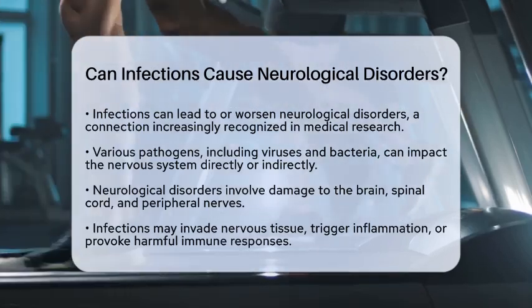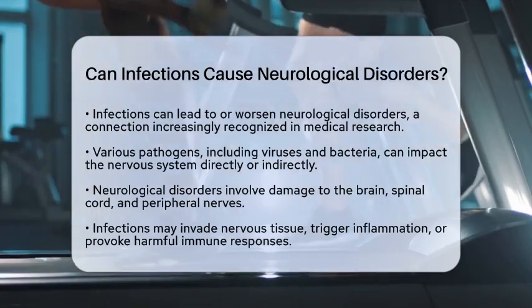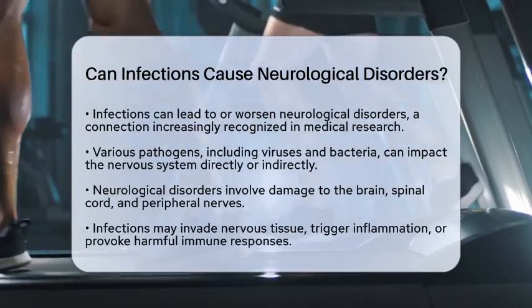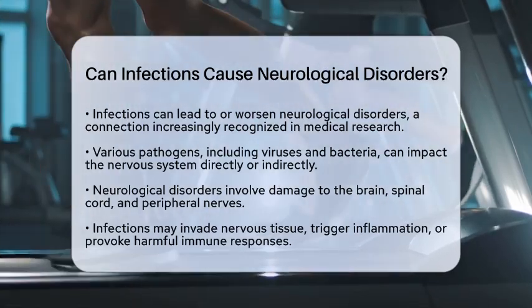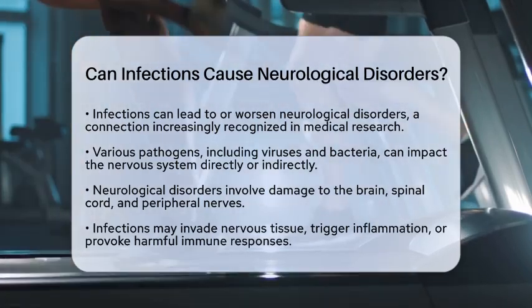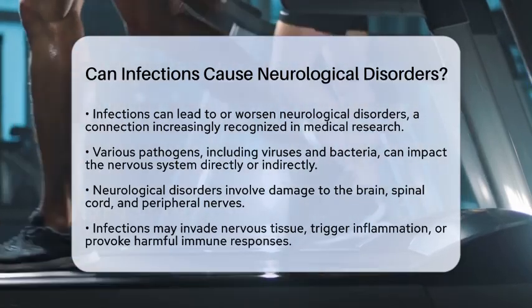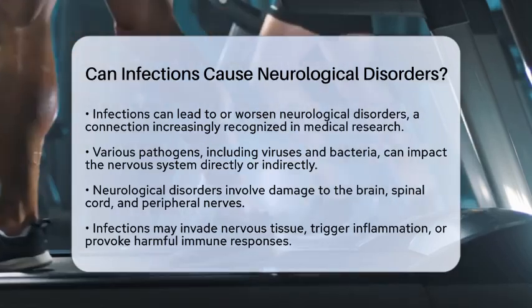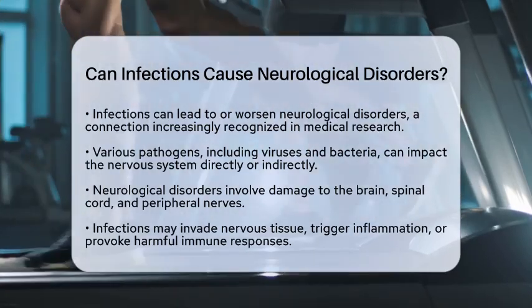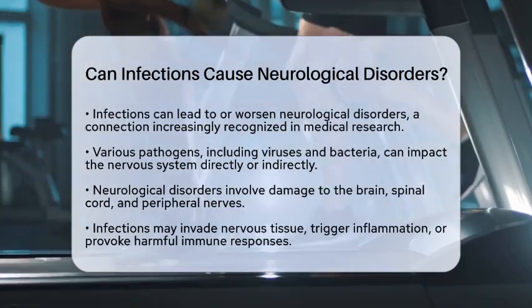complications. Neurological disorders involve damage or dysfunction of the nervous system, which includes the brain, spinal cord, and peripheral nerves. Infections can trigger these disorders by invading nervous tissue, causing inflammation, or inducing immune responses that can harm neural structures. Let's look at some specific examples.